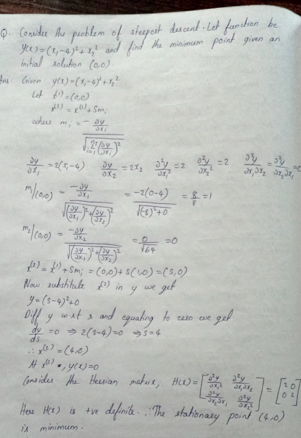Now we consider the Hessian matrix. H of x equal to dou square y by dou x1 square, dou square y by dou x1 dou x2, dou square y by dou x2 dou x1, dou square y by dou x2 square. Substituting the values we got already in H of x, we get H of x equal to matrix 2, 0, 0, 2. We know that here H of x is positive definite, and that's why the stationary point we obtained, that is 4, 0, is minimum.